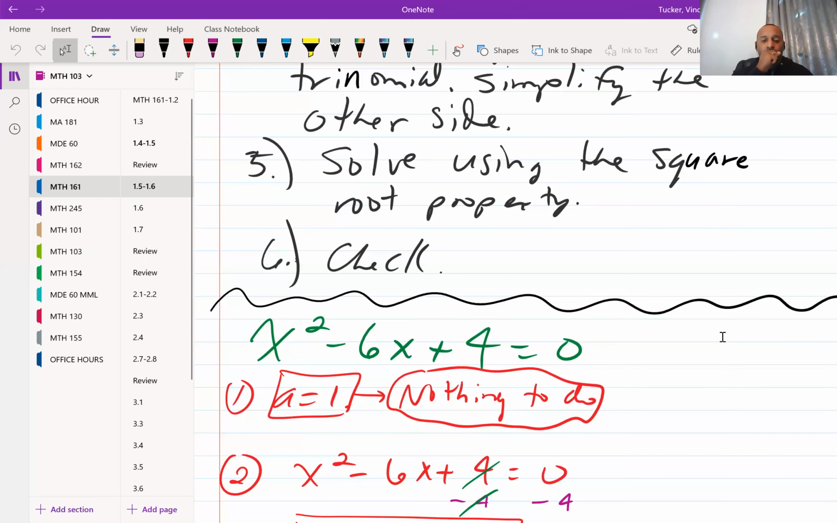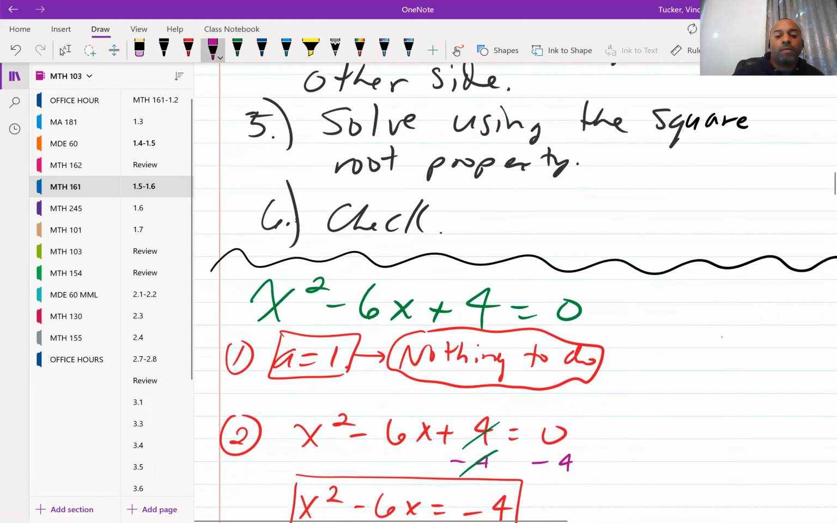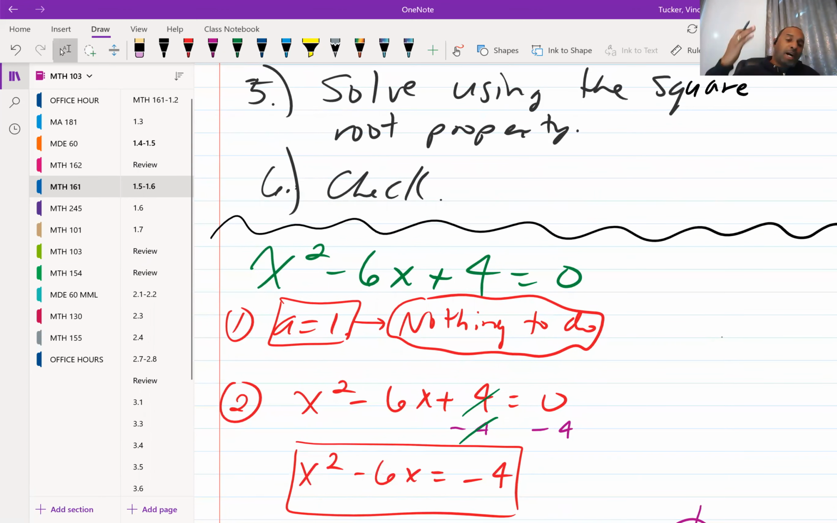All right, so the first one, we have x squared minus 6x plus 4 equal to 0. First step says if a is not equal to 1. So a is always what's in front of x squared, so it is equal to 1, so there's nothing to do for step 1 because a is equal to 1. Step 2, you want to isolate the constant, so I subtract 4 from both sides. So now I have x squared minus 6x equal to negative 4. So whatever number is not attached to a variable at all, you take it to the other side. And so we did that by subtracting 4 from both sides.